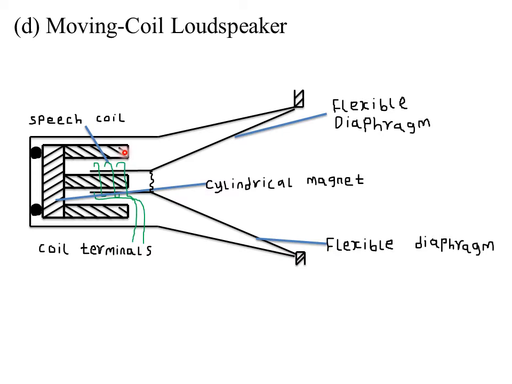So remember, if this is our north pole, then this is our south pole. Then it means the magnetic field will always be moving from the north pole towards the south pole. So we are placing the speech coil in such a position that it is perpendicular, or at right angles, to the direction of the magnetic field, so that a maximum force will actually act on it. Now, since the current in the speech coil is varying, the coil experiences a force varying in magnitude and direction with the frequency of the speech.